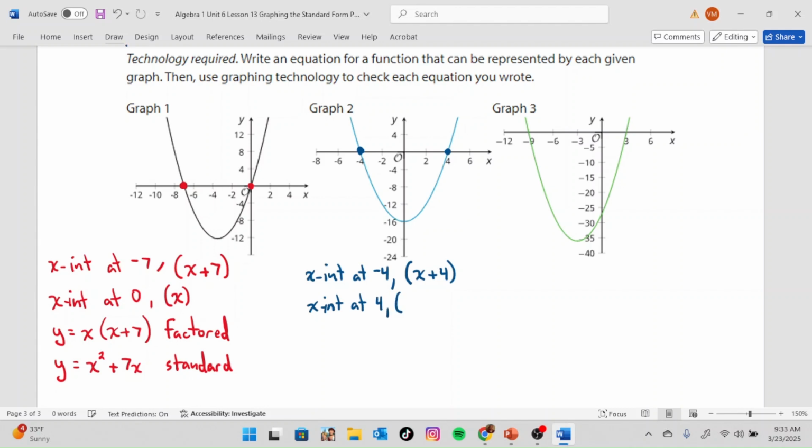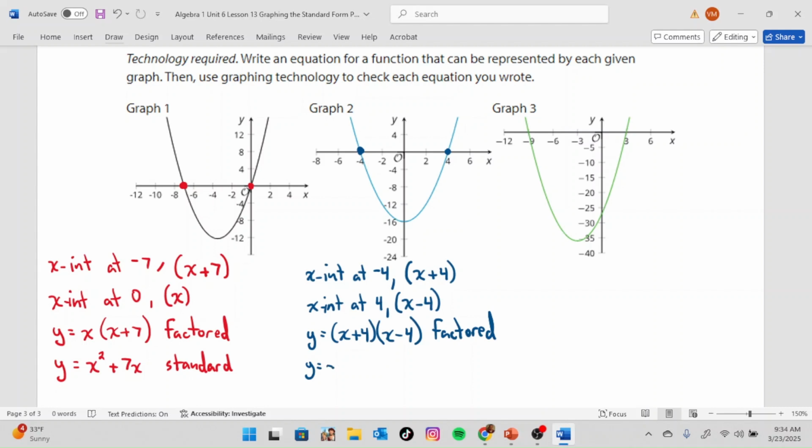And that means I would have a factor of x minus 4, because 4 minus 4 is 0. Now, I can have x plus 4 times x minus 4. That is my factored form. Or I can go ahead and multiply them together.